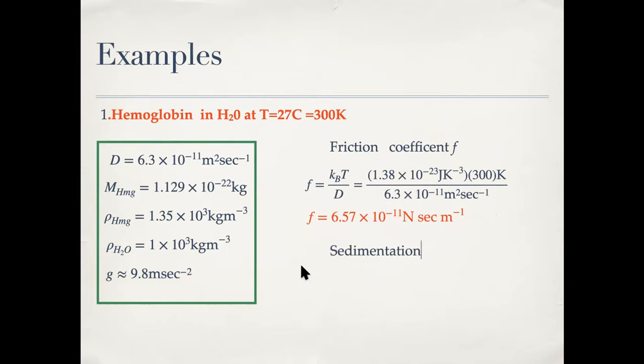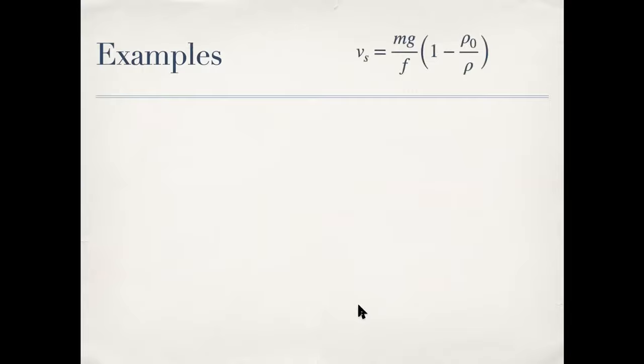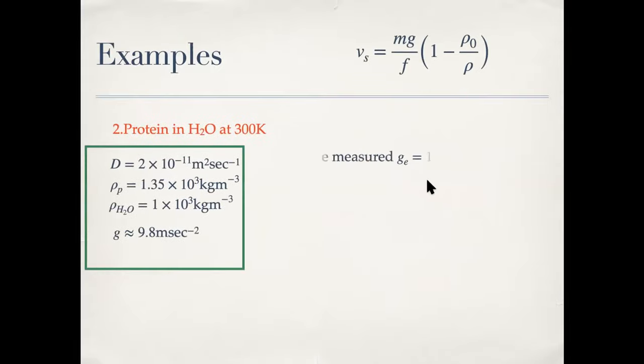And the sedimentation velocity is then 10⁻⁷ meters per second. And that was how fast the hemoglobin is sedimenting in water. And another example is about the proteins. I would like to look at the proteins at the same temperature in water. The density is slightly different.